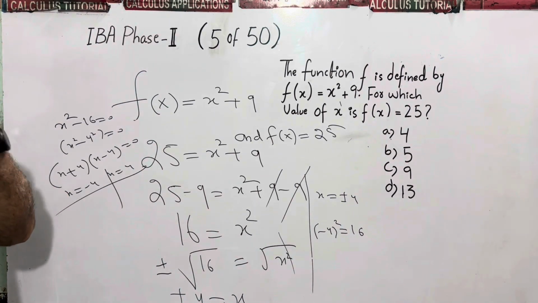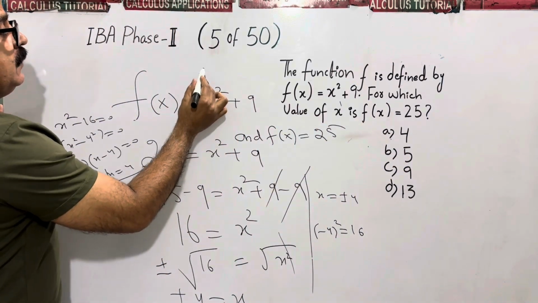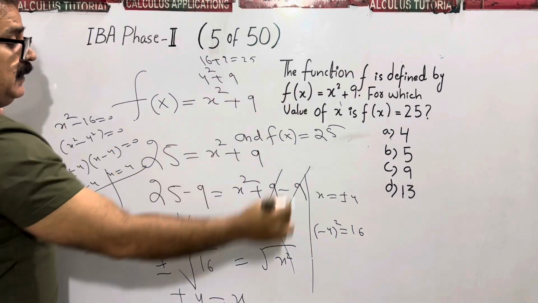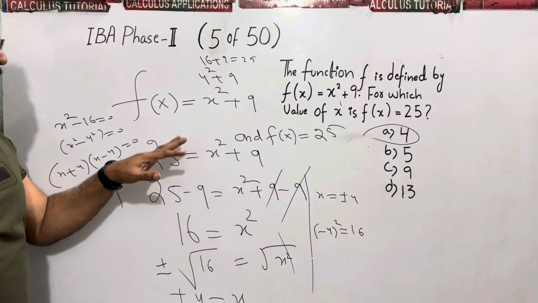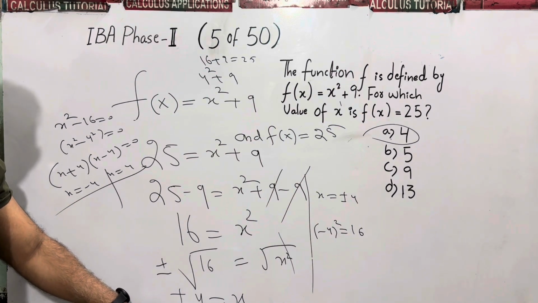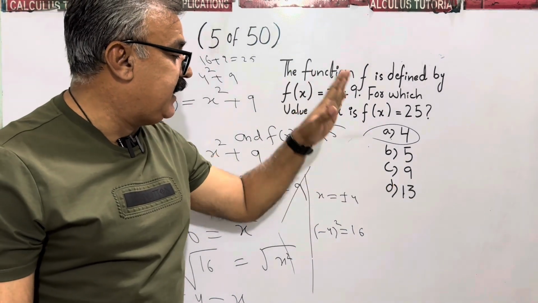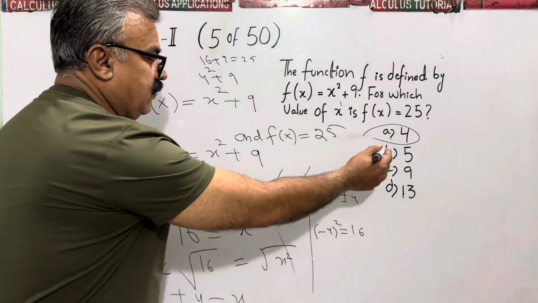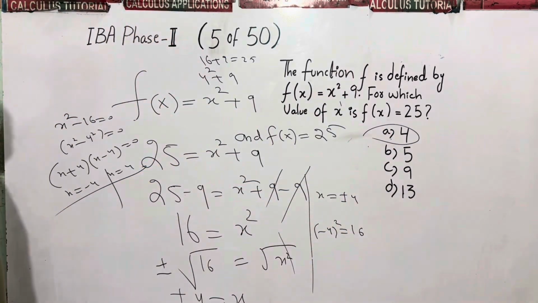Or one can verify from the options. If I put 4 here, 4 square plus 9, 16 plus 9 is 25, then 4 is our right option. However, this equation has two roots, plus minus 4. It has two x-intercepts, plus minus 4. But having glimpsed at the options, we have to reconcile ourselves that x is equal to 4 is the only answer from the options point of view. Otherwise, it has two roots.